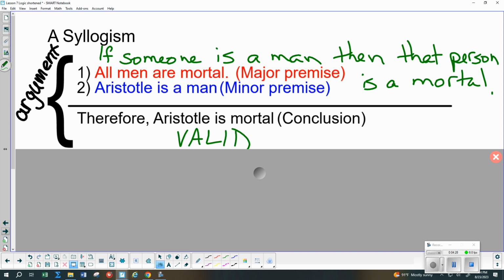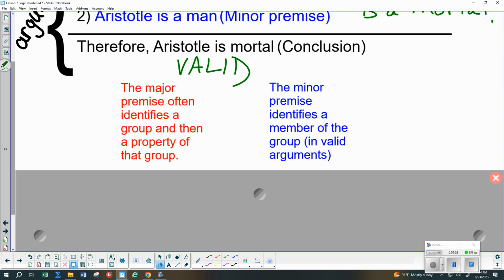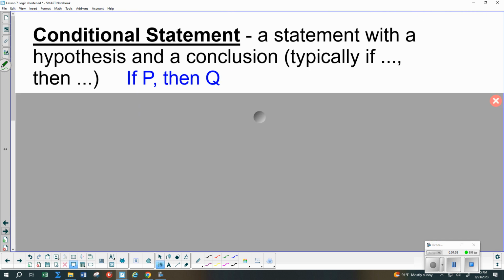Probably don't want to write all of this out, but another way of saying that is the major premise many times identifies a group, men, and then a property of that being mortal. And one valid argument would be to follow that same pattern. The minor premise would have to match the group, identifying somebody that's in the group, and then the conclusion would have to match the characteristic of that.